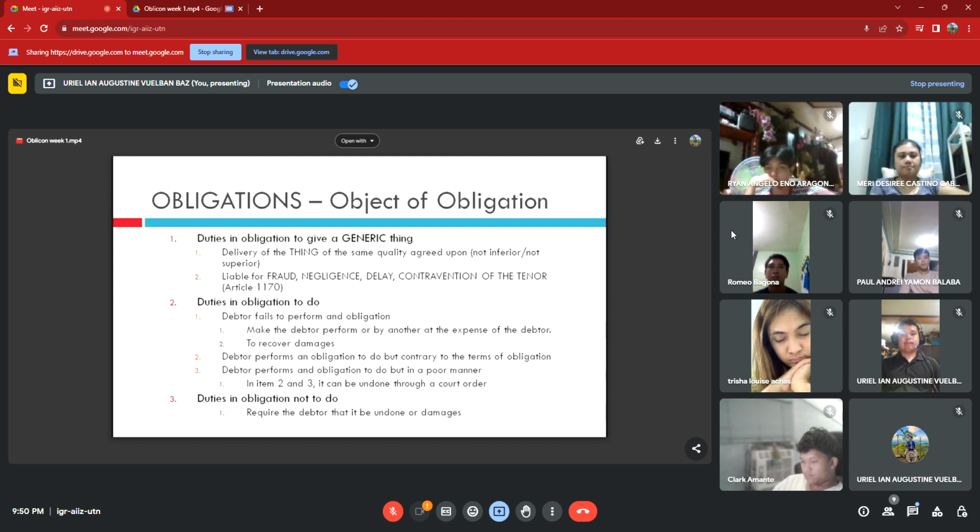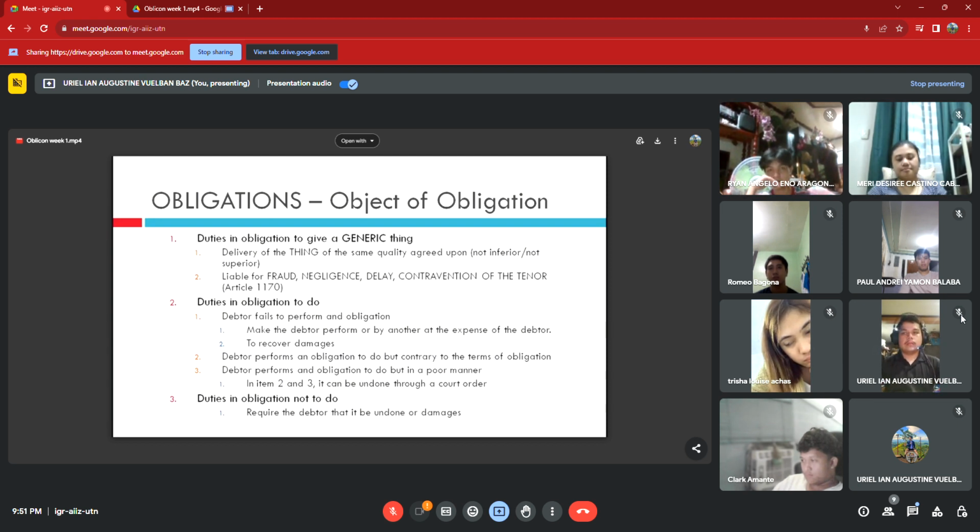Or the obligee creditor, the party that requires the obligation be performed, cannot also demand from the obligor debtor the delivery of a thing of superior quality, such as class A jasmine rice. So, delivery of things of the same quality agreed upon by the parties. Second, liability for fraud, negligence, delay, or contravention of the tenor under Article 1170, which we will discuss in our subsequent slide.